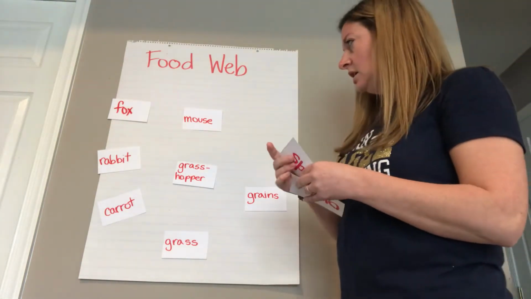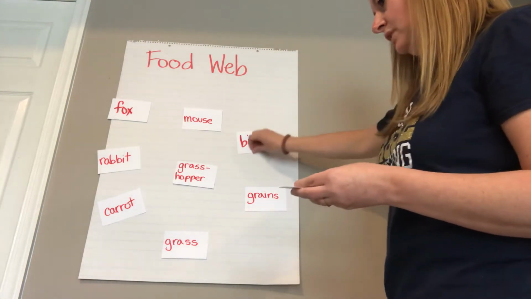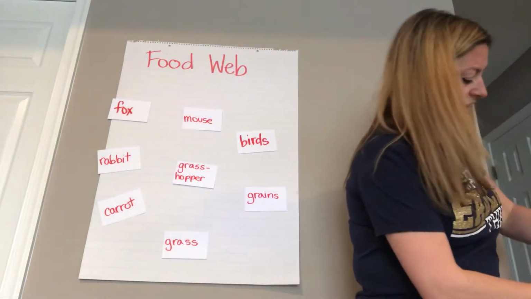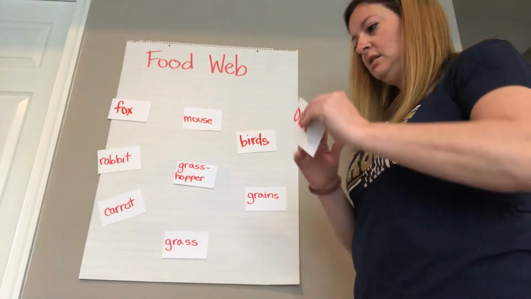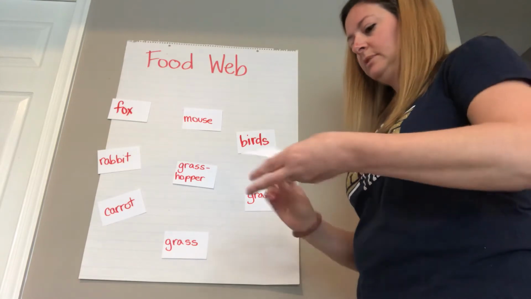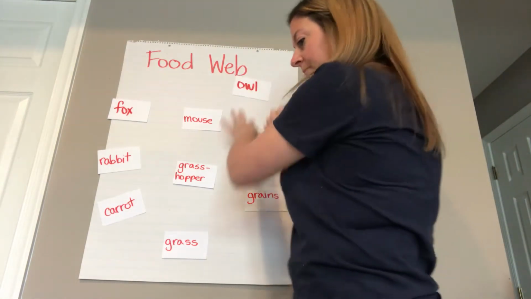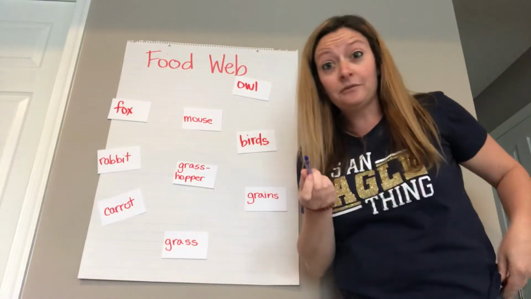Okay, I know that birds also eat grasshoppers, so I'm going to put these birds right here. And the owl, being one of the larger animals in this food web, is going to go to the top because an owl is going to eat a couple things in here. So we're going to put our owl at the top. All right. Now for our arrows.